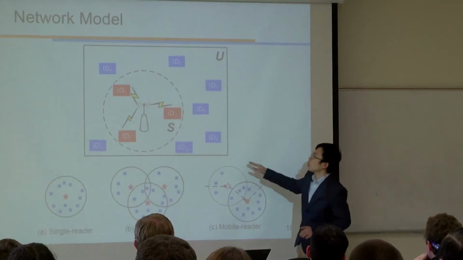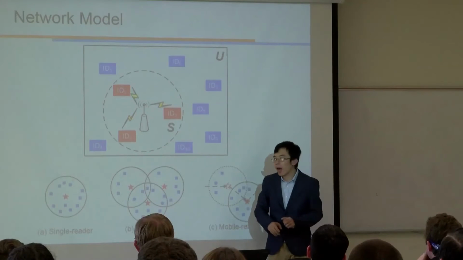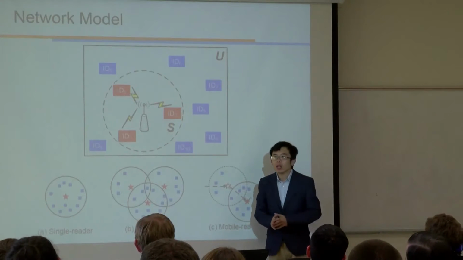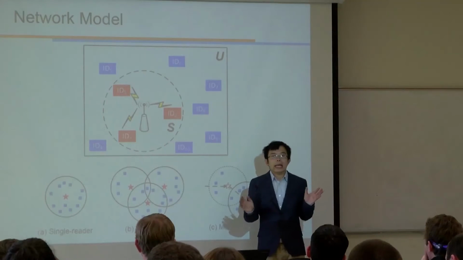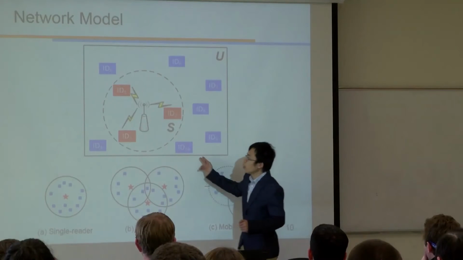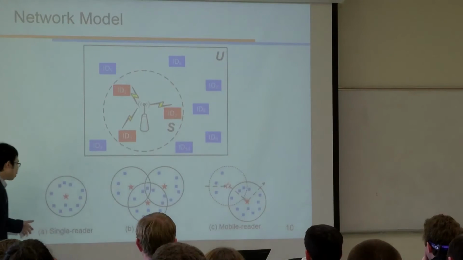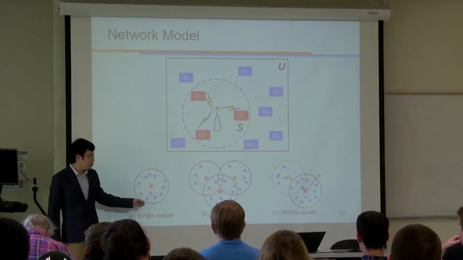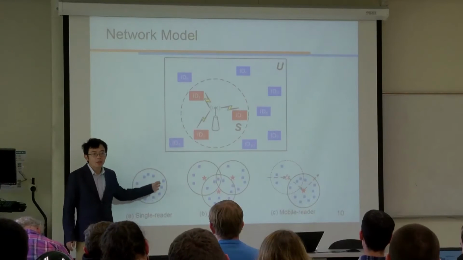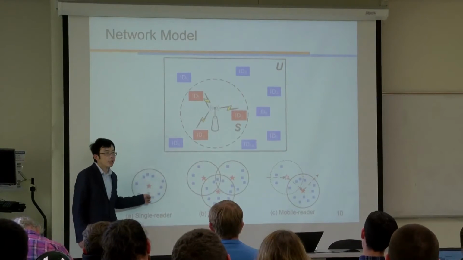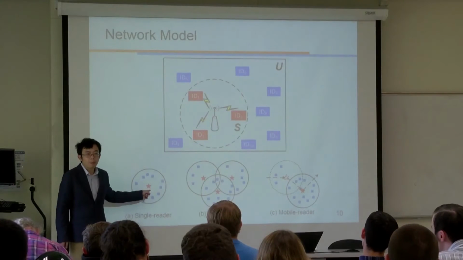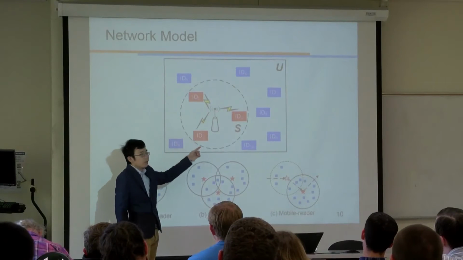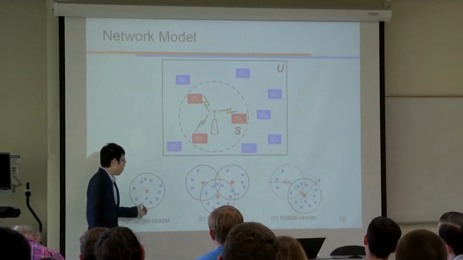So this is the model we consider here. And actually, this model is very general. It can represent different types of RFID networks in practice. For example, we can use this model to represent a single reader RFID network. In this network, there's only one reader, so this reader covers all tags. In other words, all the tags in this network can communicate with the reader. We can see that in this scenario, U is equal to S, right? Because there's only one reader.